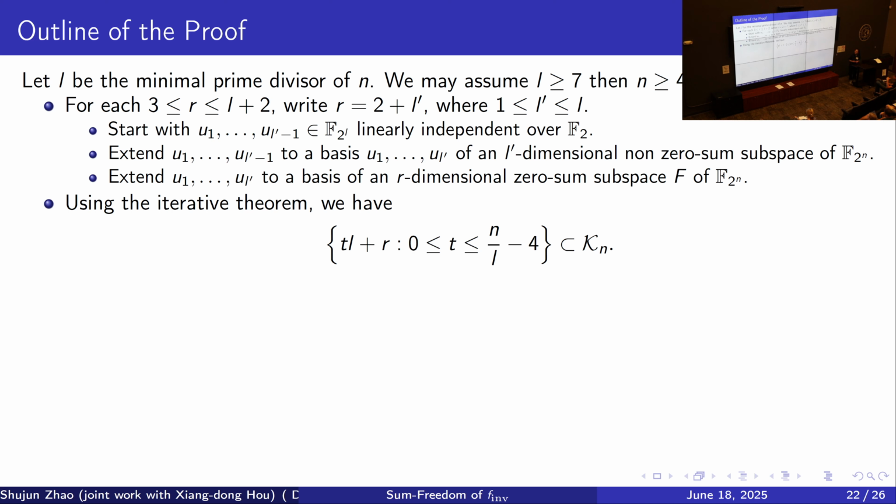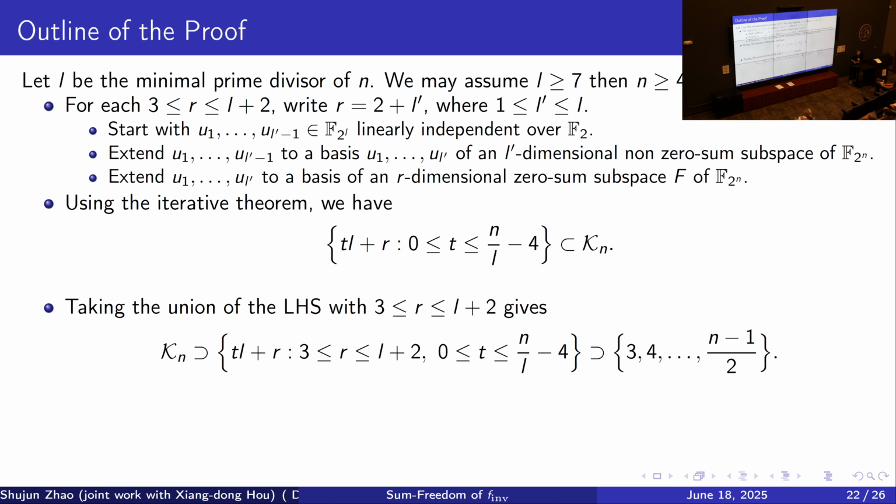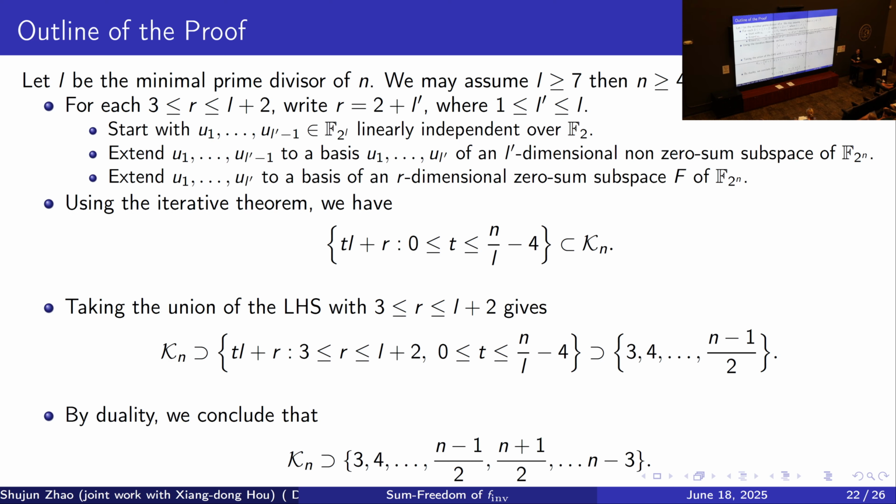And then using the iterative method, we could say that we could actually enlarge such R's to be a bigger subset of K of n. And if we take the union of all the subsets on the left-hand side, we could see that they cover like half of the range we want. And then by the duality, we could say that from 3 to n minus 3, they are all in this set K of n.